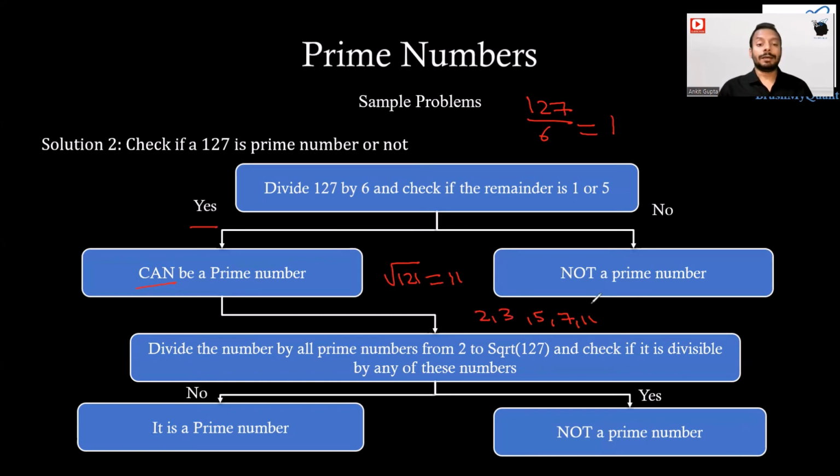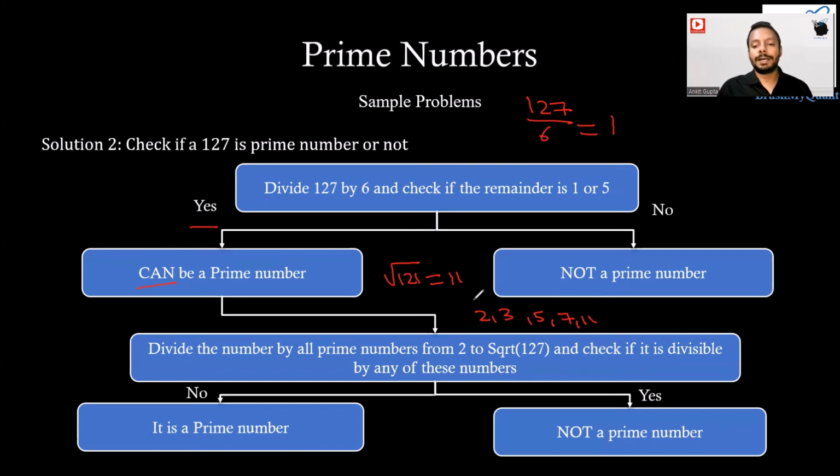Now, in order to check whether 127 is divisible by any of these numbers, you can actually use divisibility rules. If you don't know the divisibility rules, then I've put a link to a video for divisibility rules in the description of this video, so you can go through that video later on. So let's see whether 127 is divisible by these numbers or not.